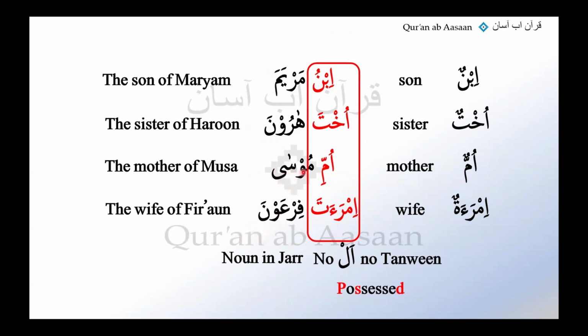What about Musa? It would be in all three case signs. We'll write all three case signs. It appears the same in all three case signs, raf, nasb and jar. But looking back, we'd cut the raf and nasb, and we'd be left with jar. So we are sure that they are all in jar, and we call this the possessor.